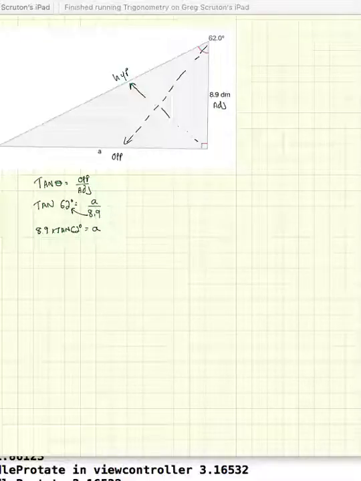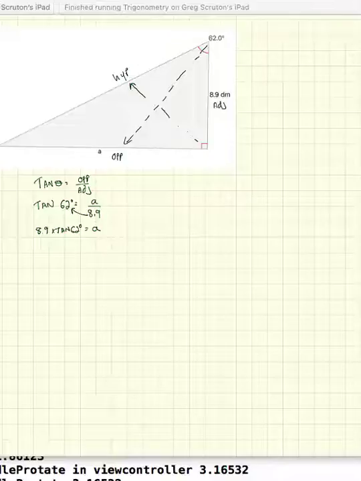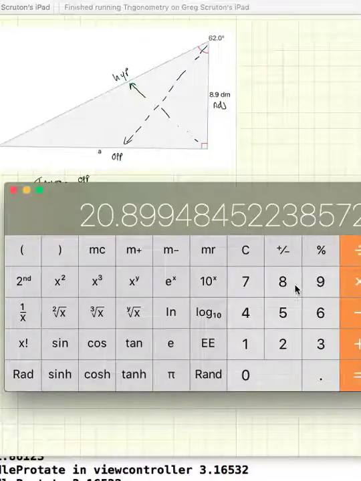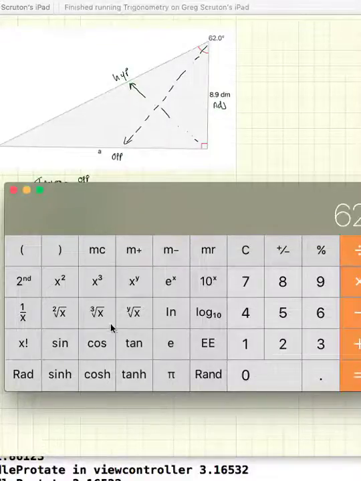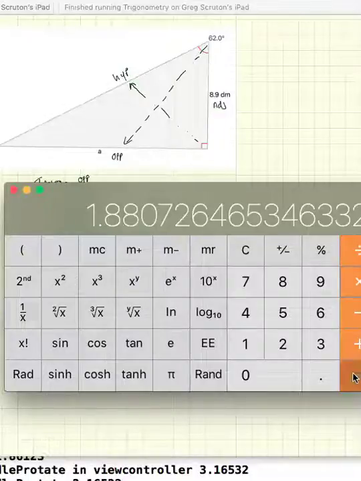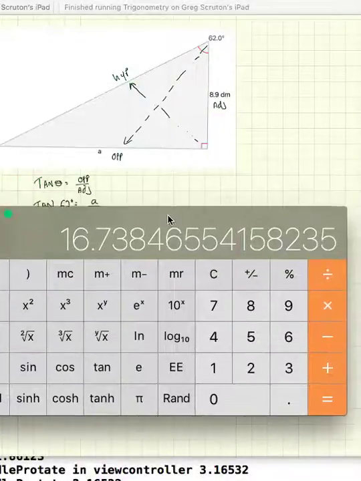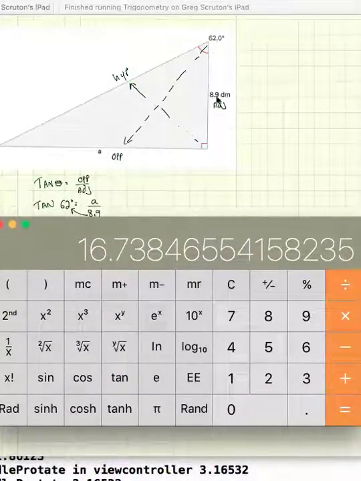Alright, handy dandy calculator time. So 8.9 times 62 tangent is equal to 16.7384. Now does that make sense? If this is 8.9, does this look like more than double it? Yeah, just a little bit more than double it. That makes sense. Alright, so 16.738 is our answer A.